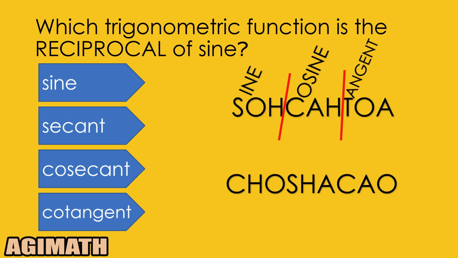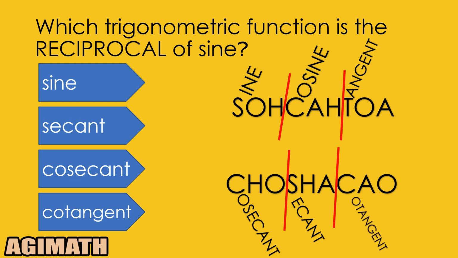The first one is cosecant, which is hypotenuse over opposite. The next one, the S stands for secant, so secant is equal to hypotenuse over adjacent. And the last one, the C, is the cotangent, which is adjacent over opposite. If you observe, comparing sine and cosecant, we have opposite over hypotenuse for sine, and for cosecant we have hypotenuse over opposite. So what do you observe with the order?